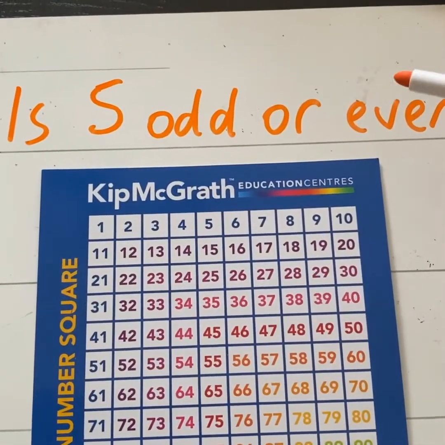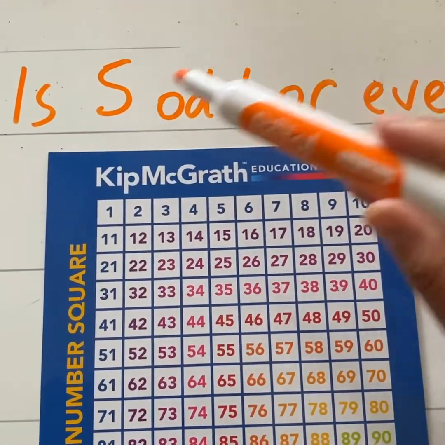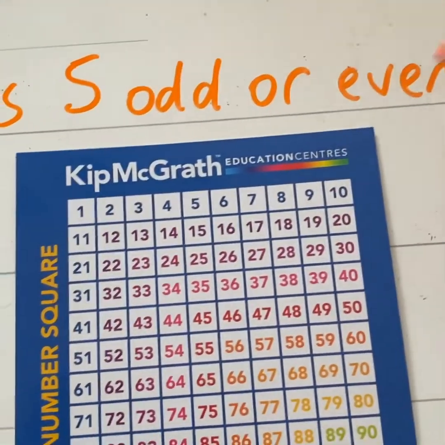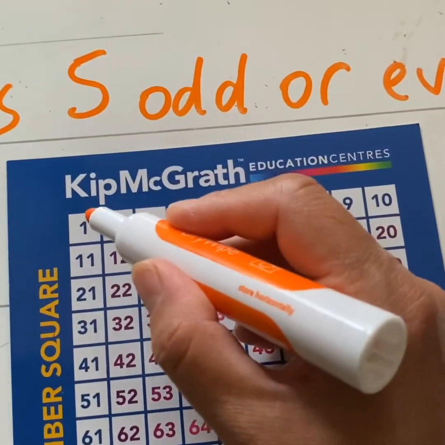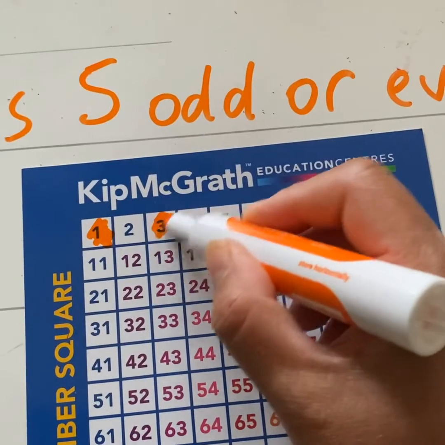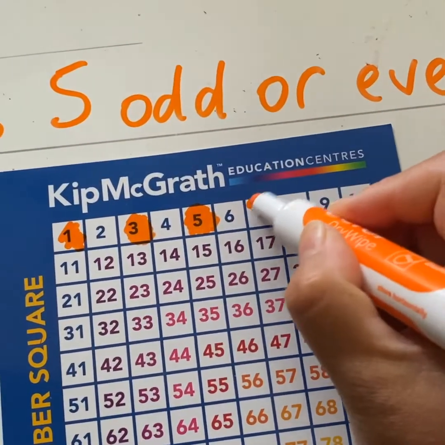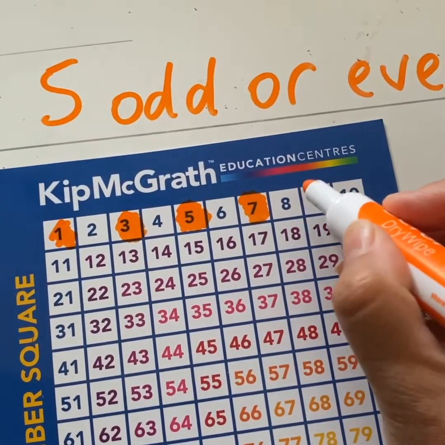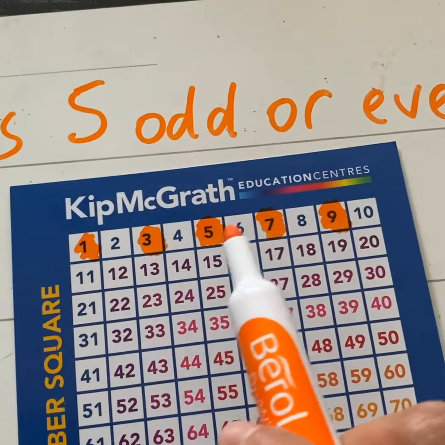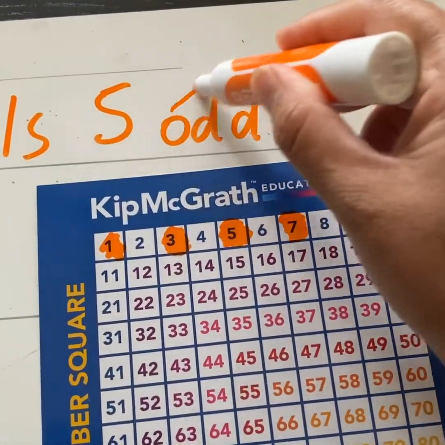The next thing you can do with 100 square is odd and even numbers. So the question is, is 5 odd or even? Now how I like to do this is I like to colour in the whole box of all of the odd numbers, or you could do the even numbers, like so, and you can do the whole line, or you can stop wherever you think you are, and then they just look at the ones they've coloured in. If they've coloured in, then that means it's odd, so 5 is odd.